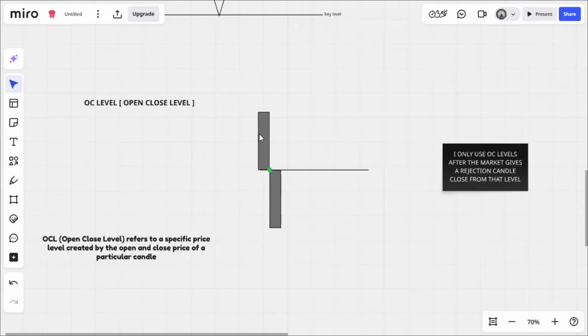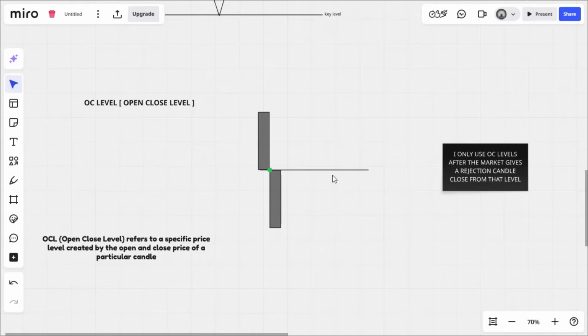Let's take these as sell candles. It has to be the same type of candles. In this case, this is a sell candle, this is a sell candle, and we're going to mark out the closing price and the opening price. So it's going to be marked out like this. So an OC level is a specific price level created by the open and close price of a particular candle. So this is going to be our OC.